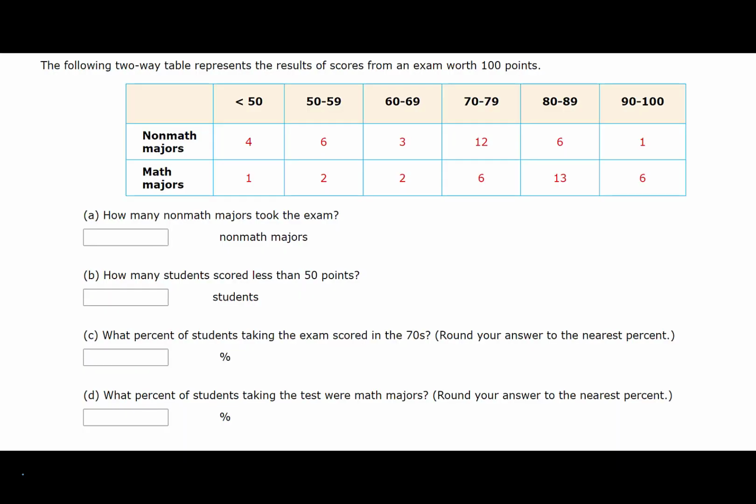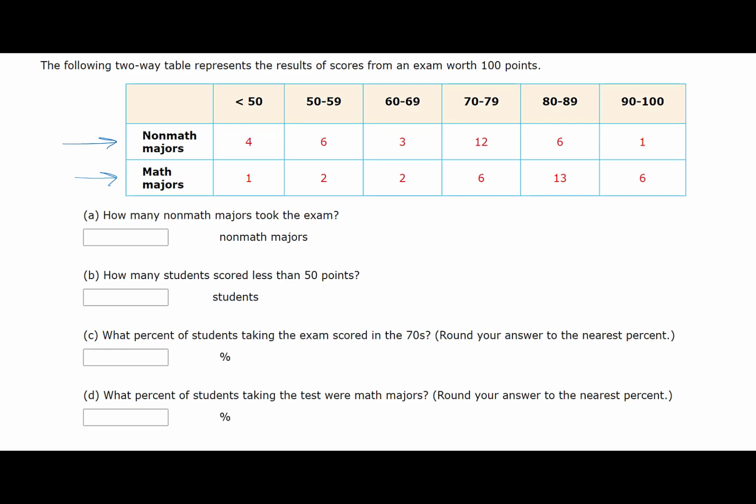This question's talking about reading a two-way table. It says the following two-way table represents the results of scores from an exam worth 100 points. As you can see, it's broken down into two different types of students. You have your non-majors and then you have your math majors. It's also divided into the score that those students received on that test. That's why it's called a two-way table. And so now we're just going to answer a few questions about the table.